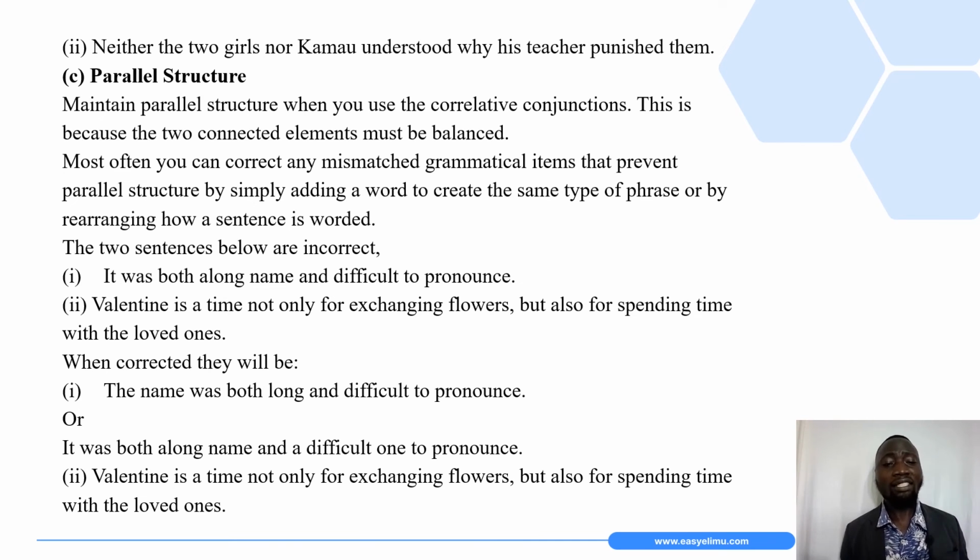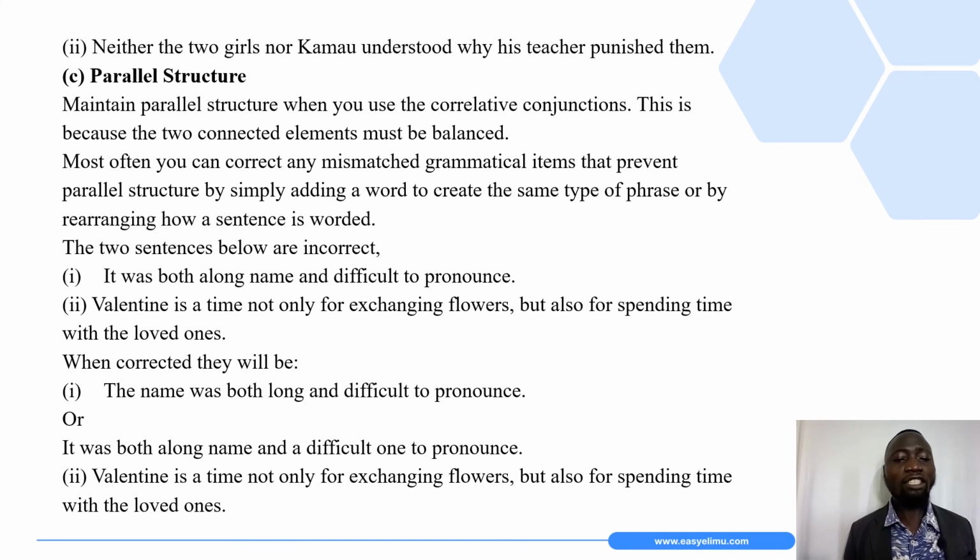So the two sentences below are incorrect, meaning that they are not correct. It was both a long name and difficult to pronounce. Then the second incorrect sentence that we have, Valentine is a time not only for exchanging flowers, but also for spending time with the loved ones.